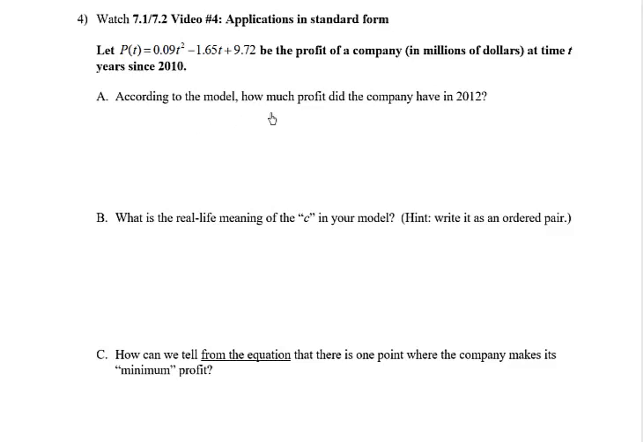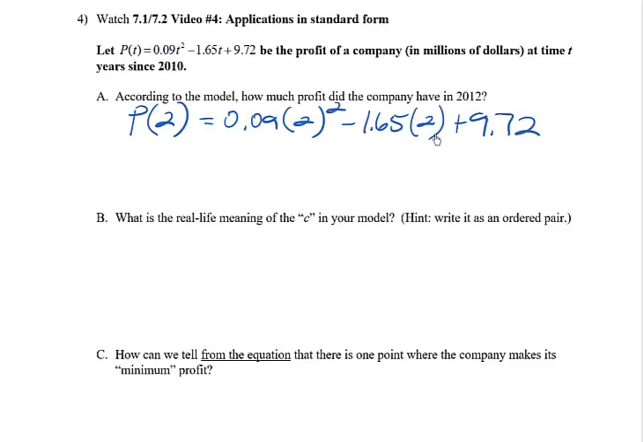First question. How much profit did the company have in 2012? Pretty straightforward. 2012 is 2 years since 2010, and so essentially all they're asking me to do is to calculate P of 2. In other words, just replace all the T's with a 2. And then just grab your calculator and type all that in. What you should end up with is 6.78.